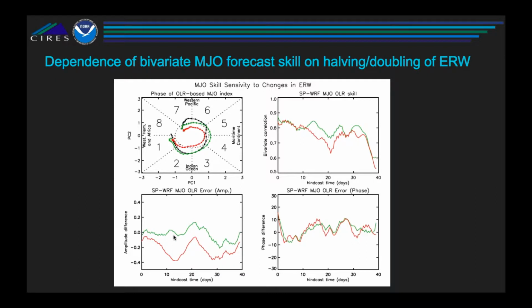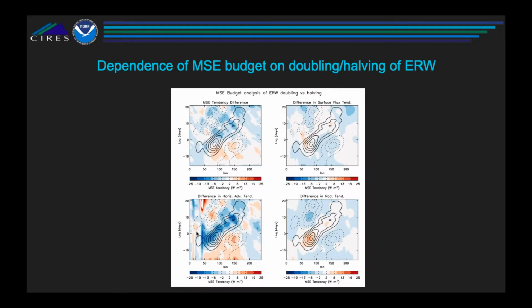And this is sort of looking at the performance from a phase-based perspective. So the left upper panel is showing that, the green is essentially, you can think of this as the good model and the red as the bad, and you can see that your amplitude is substantially altered in response to these changes.